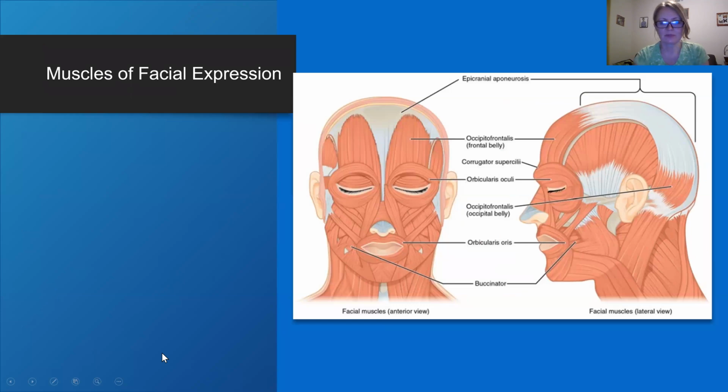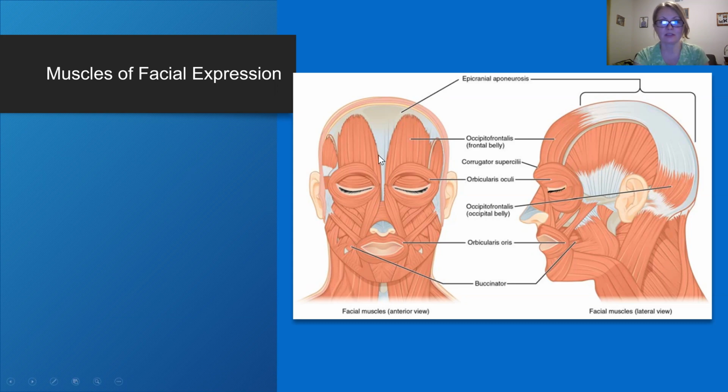So, muscles of facial expression. Let me check if my PowerPoint works. Okay, it works, good. Muscles of facial expression are skeletal muscles. That means they are voluntary. You can control their contraction. The difference is that they are inserted into your skin. Each muscle has an origin and insertion. Many of your muscles have an origin on a bone and an insertion on a bone, and you're moving those bones. Muscles of facial expression are inserted into your skin, and they're moving your skin.